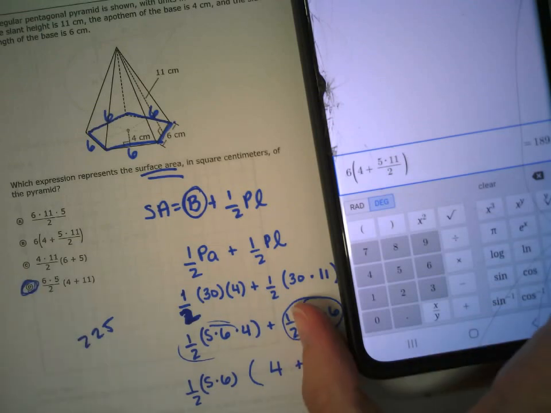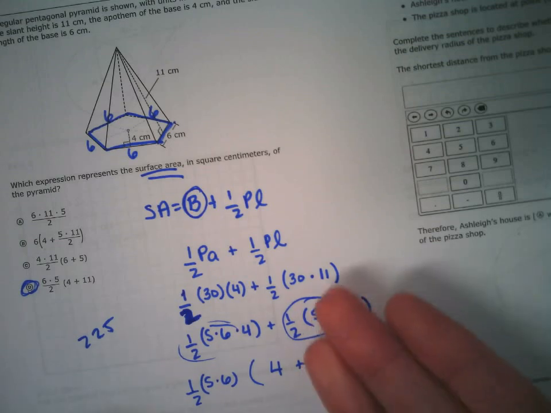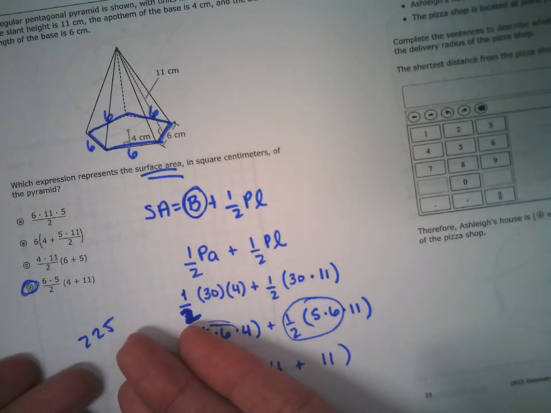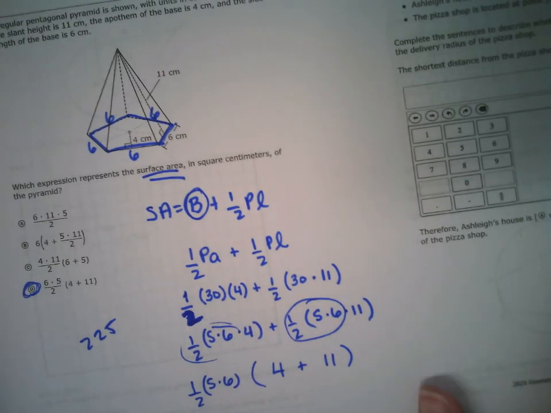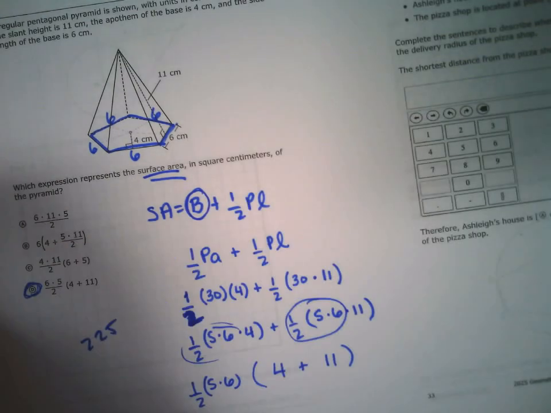So my advice on a question like this is just do the problem and then see which answer choice matches the answer you get, because this is way more confusing than it needs to be to factor that out. Okay, I'm gonna stop the video there.